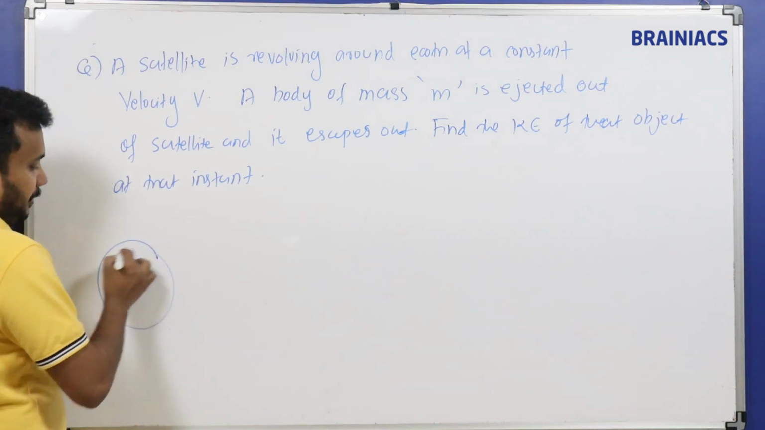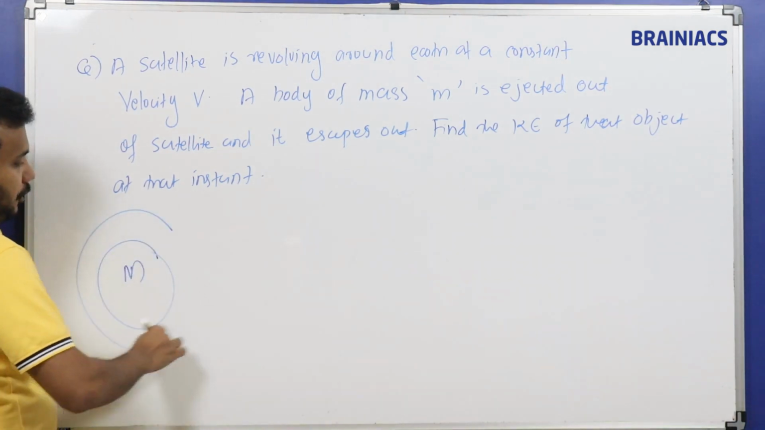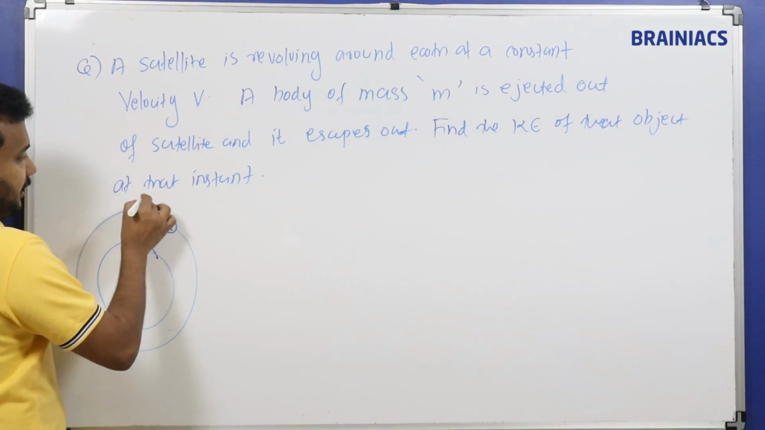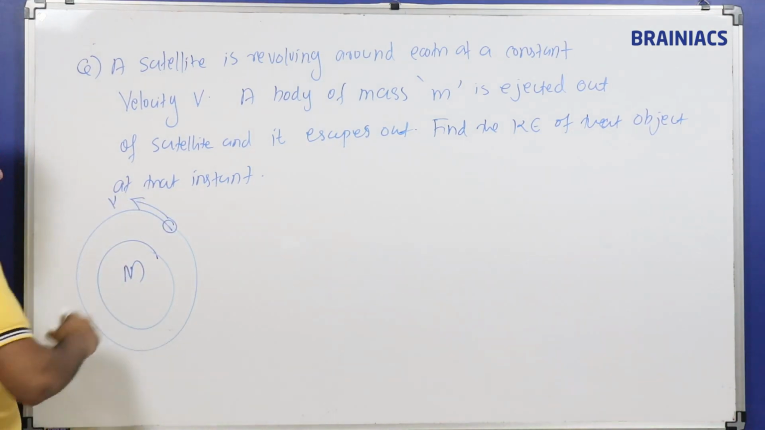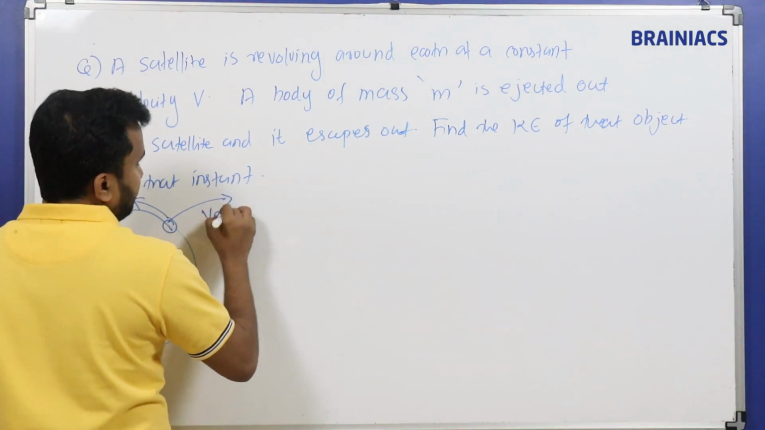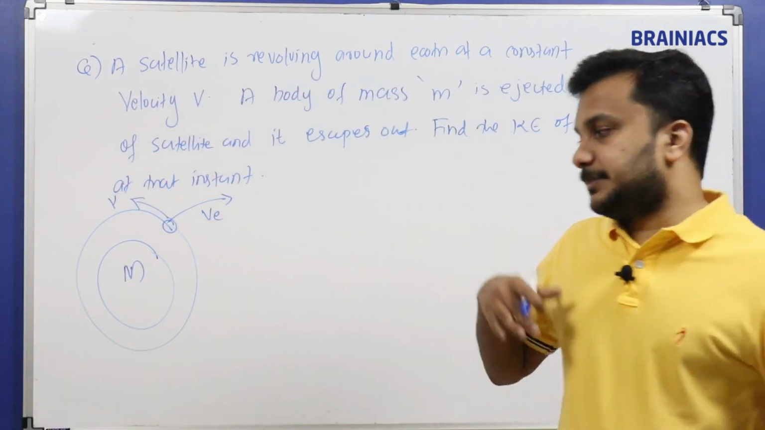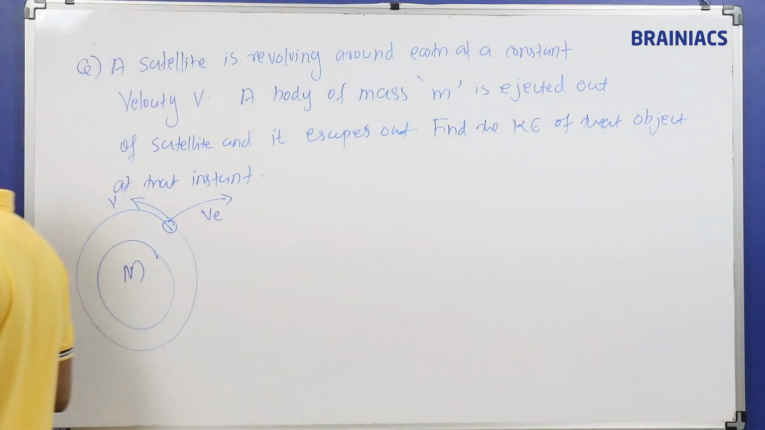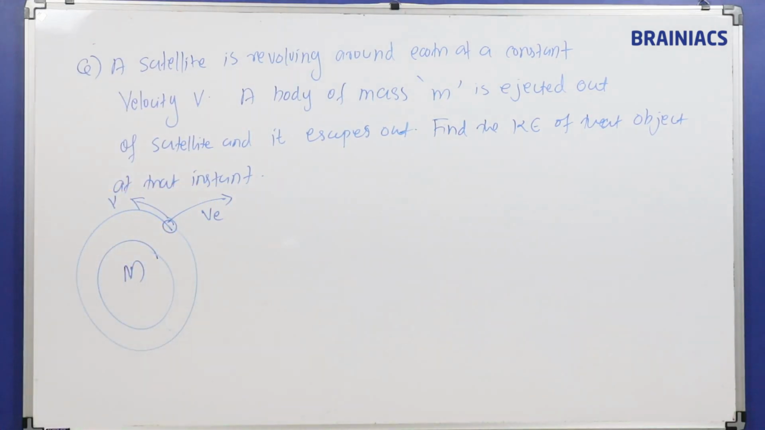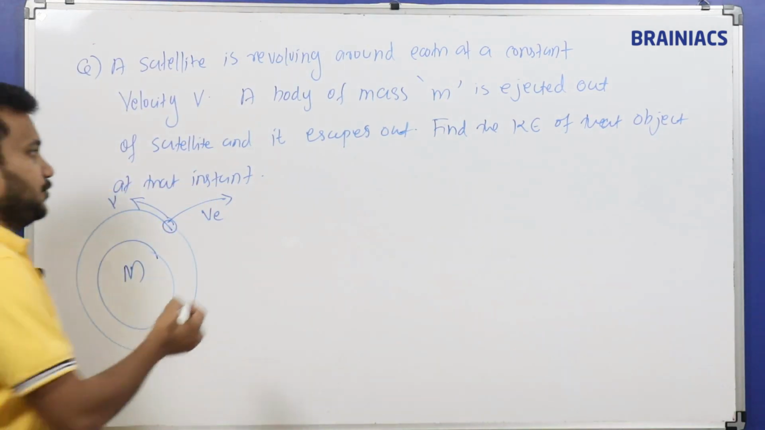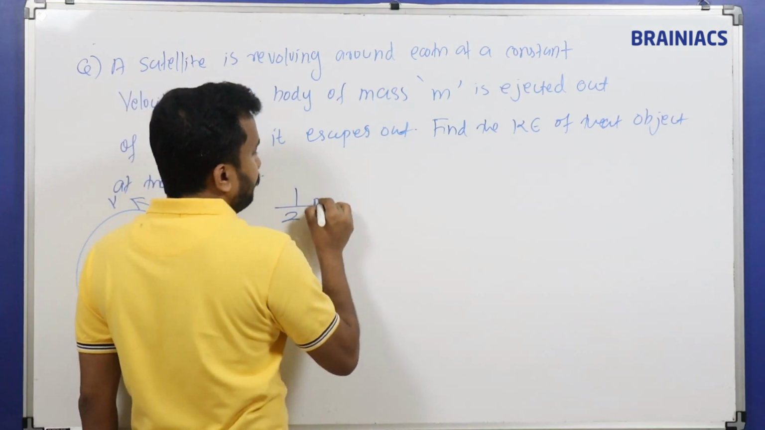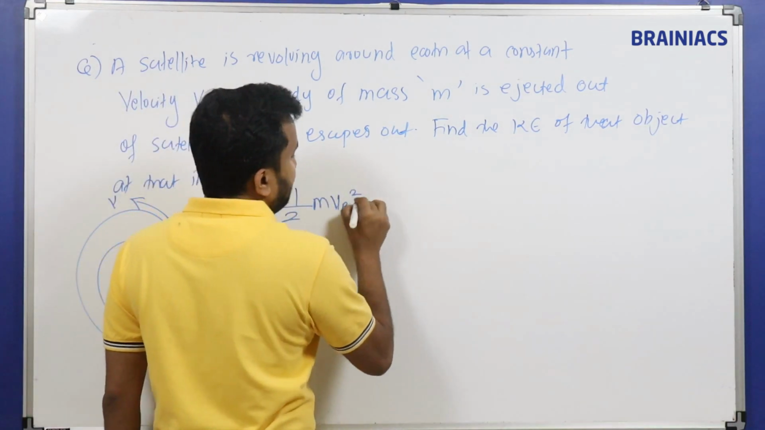Okay, so we have a mass m. We have an orbit here. A satellite which is rotating here will be at a constant velocity v. A mass is thrown out with a velocity called escape velocity. I can say it's escape velocity because the question says it escapes out from the gravitational pull of Earth. Then what is the kinetic energy of that object? So kinetic energy of that object is equal to half m into escape velocity squared.